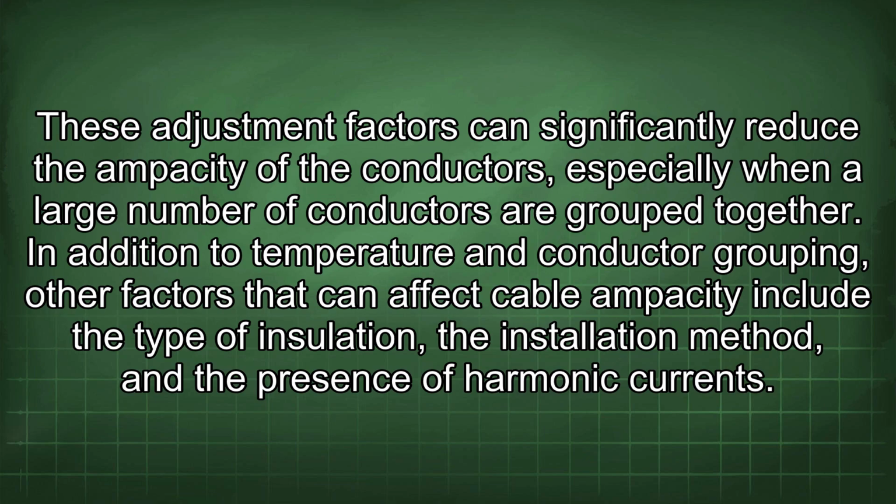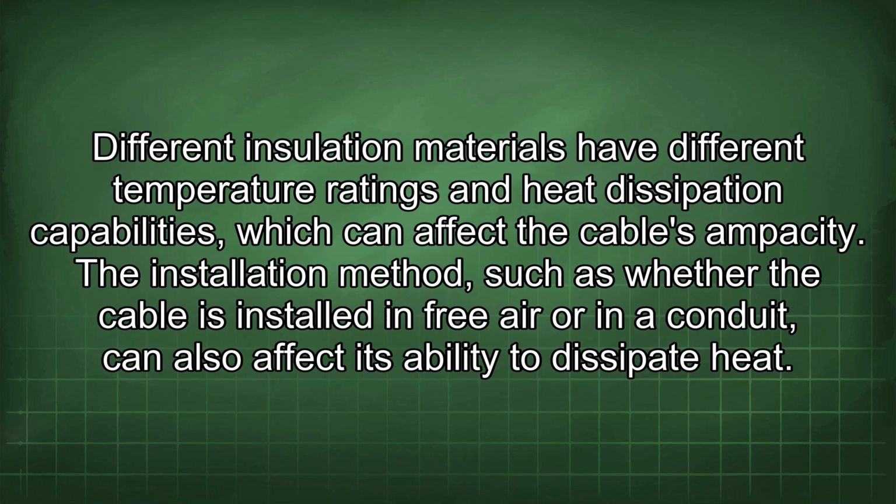In addition to temperature and conductor grouping, other factors that can affect cable ampacity include the type of insulation, the installation method, and the presence of harmonic currents. Different insulation materials have different temperature ratings and heat dissipation capabilities, which can affect the cable's ampacity. The installation method, such as whether the cable is installed in free air or in a conduit, can also affect its ability to dissipate heat.